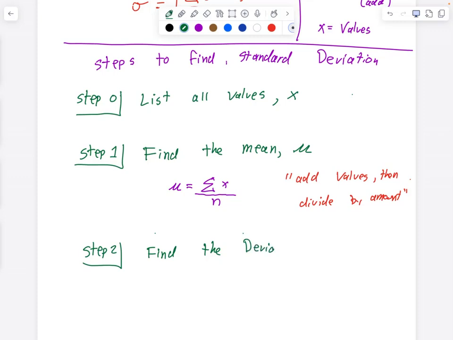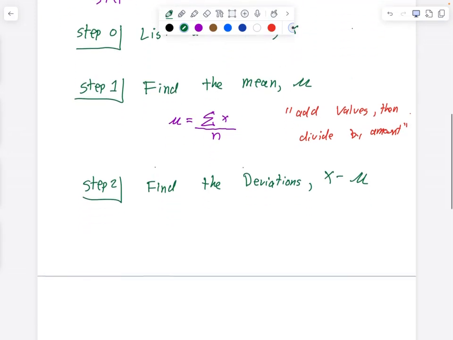Step 3. Square the deviations. So X minus mu, squared. Square all the deviations. Remember we squared them all and we found how much each number was squared? What did we do after we squared the deviations?